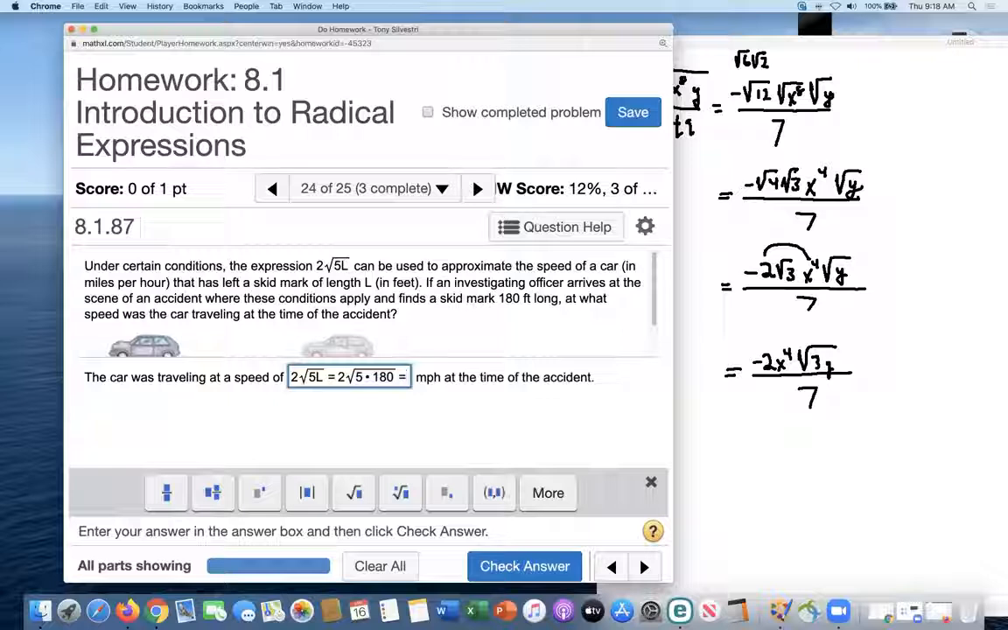So what you're going to do is say 2 square root of 5 times 180. What's that equal to? Square root of 900. Square root of 900. And if you go in your calculator, square root of 900 looks like it might be 30. 2 times 30.